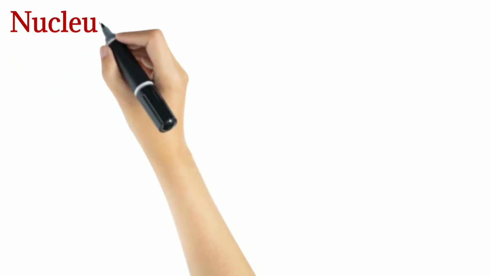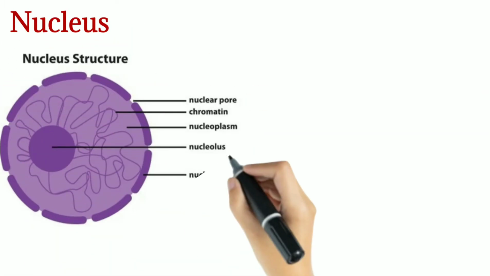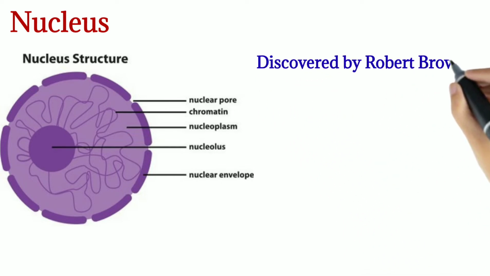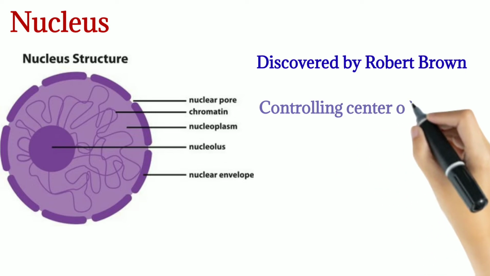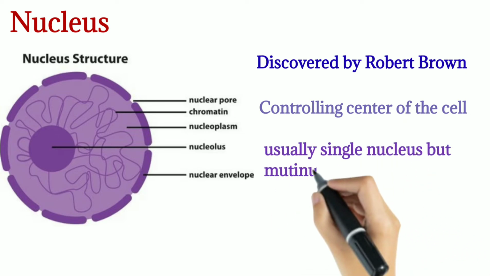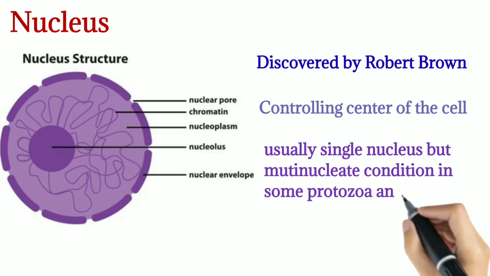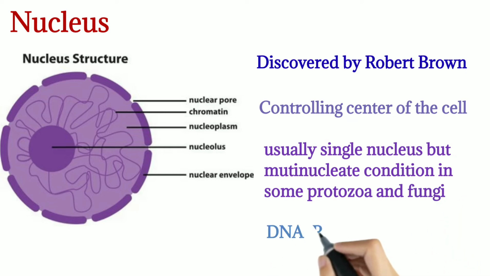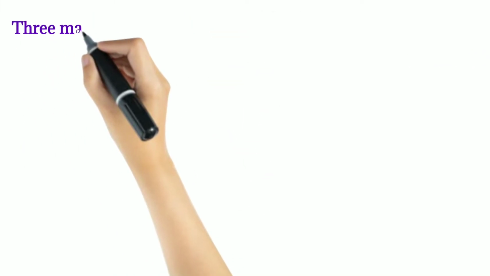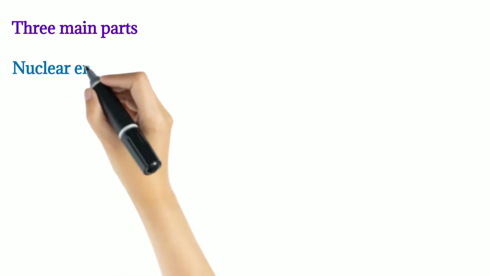The next organelle is nucleus. This is the structure of the nucleus. Nucleus was discovered by Robert Brown. It is called the controlling center of the cell because it has genes and chromosomes in it. Usually there is a single nucleus in a cell, but multinucleate condition is seen in some protozoa and fungi. It is composed of DNA, RNA and protein. There are 3 main parts in nucleus. These are nuclear envelope, nucleolus and chromatin. We shall see in detail.